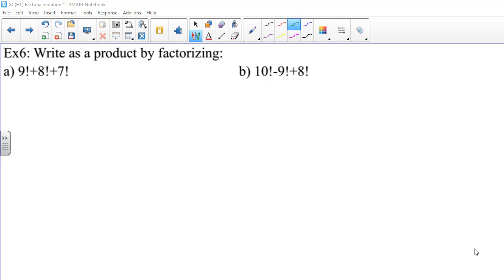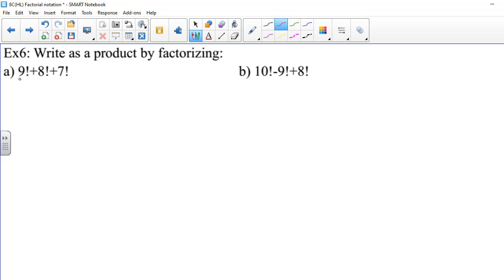Let's look at example 6. Write it as a product by factorizing. Let's look at 9 factorial plus 8 factorial plus 7 factorial. I want to write it as a product by factorizing. So I need to use factorization to change this form to a product form.